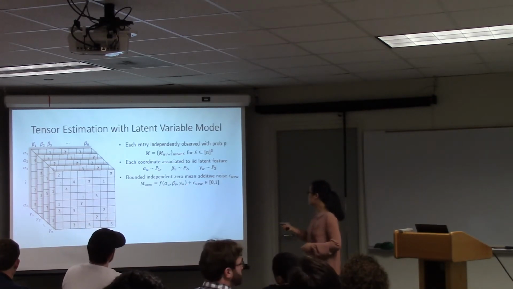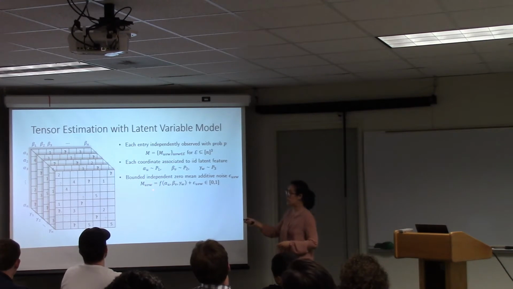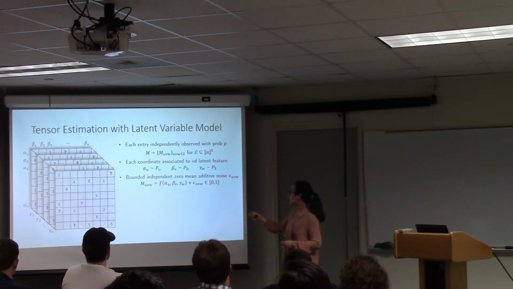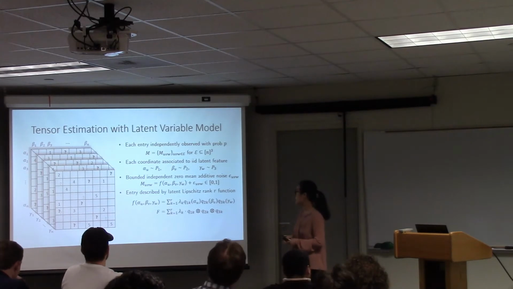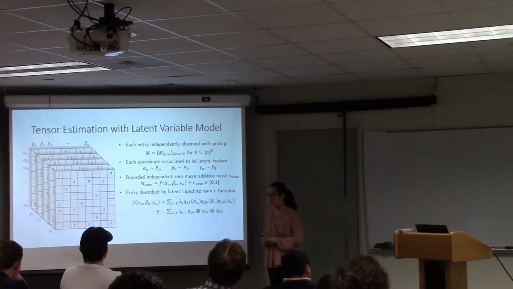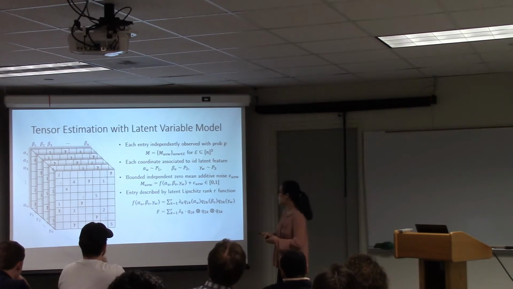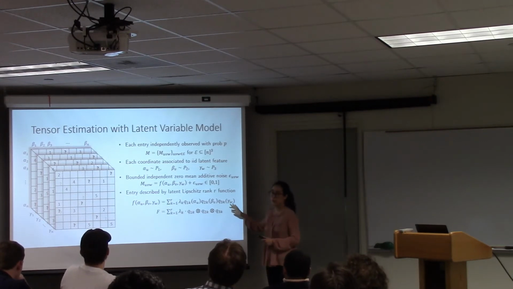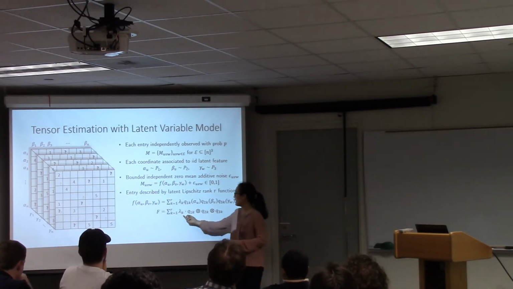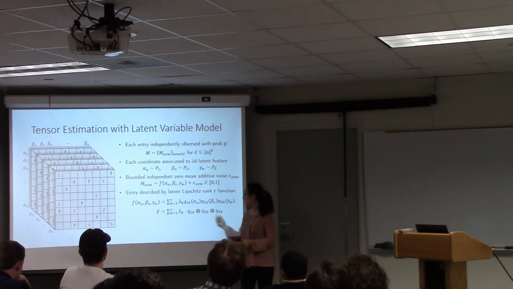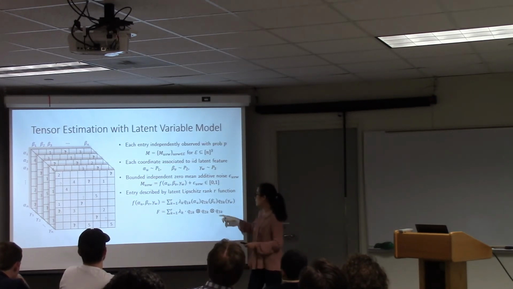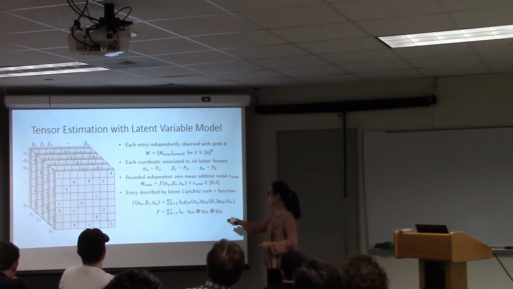And our noise model will be that my data entry M_uvw is equal to some function f, evaluated over the latent variables alpha, beta, and gamma, plus some additive noise, so mean 0 additive. And we'll impose an additional assumption on this function f. Particularly, we'll assume that this function is low rank, so the function can be written as a sum of R rank 1 tensors. You can think of these Q functions as your eigenfunctions, and the lambdas are your eigenvalues.